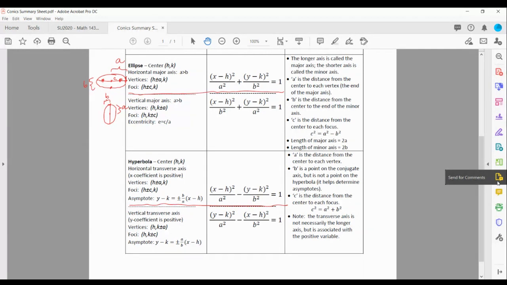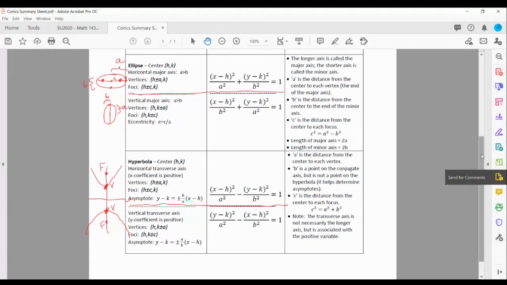Hyperbola, we already saw. We've got our coordinate system here. A hyperbola might look like a parabola opening up and down. We still have vertices here. So those are the vertices. We still have foci, but those are up here. The focus is always inside of the cup.